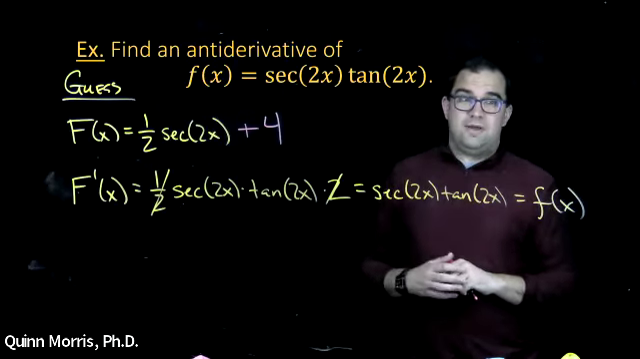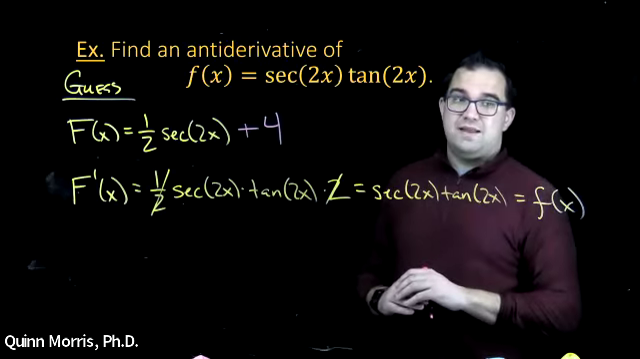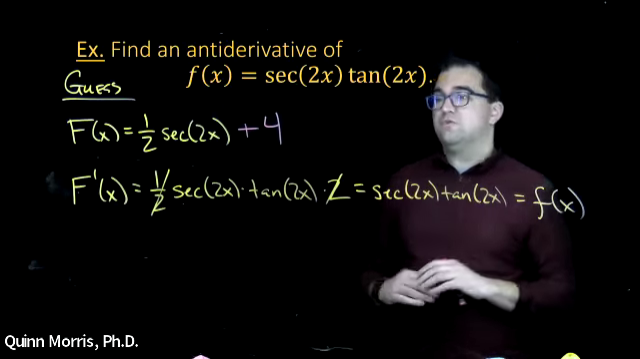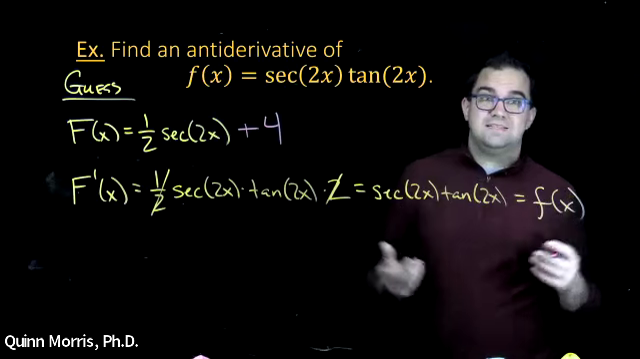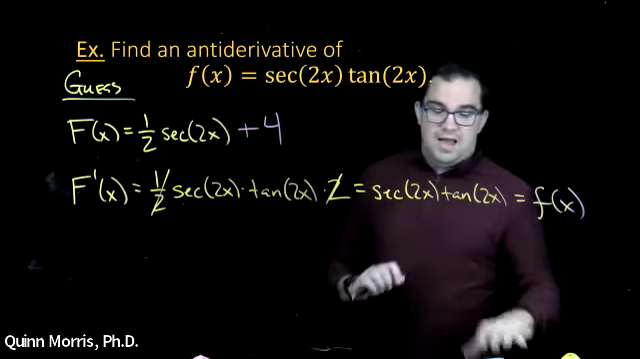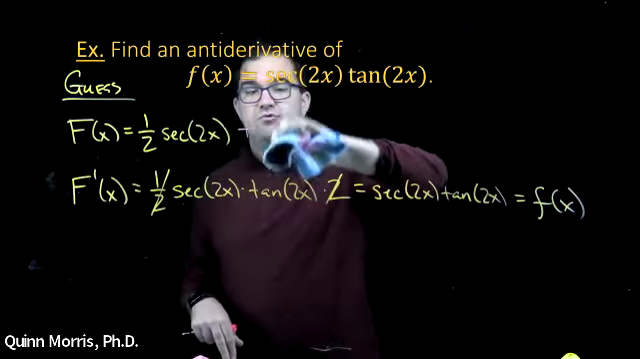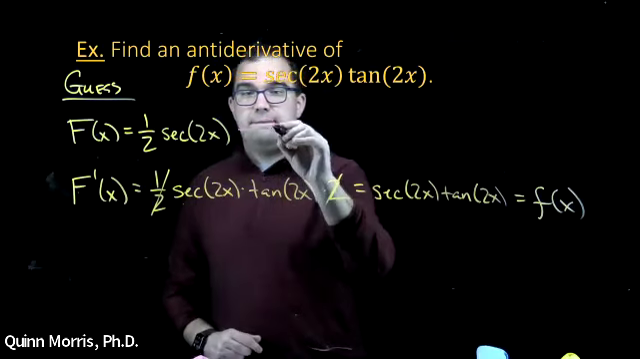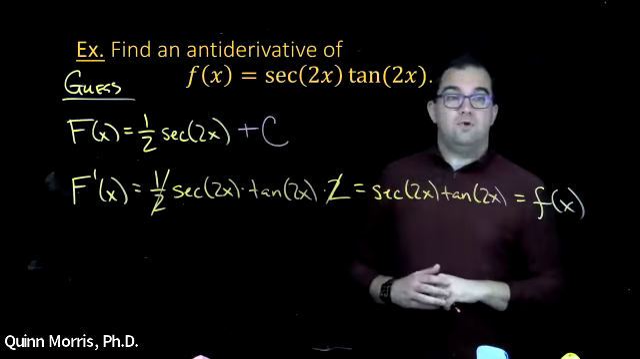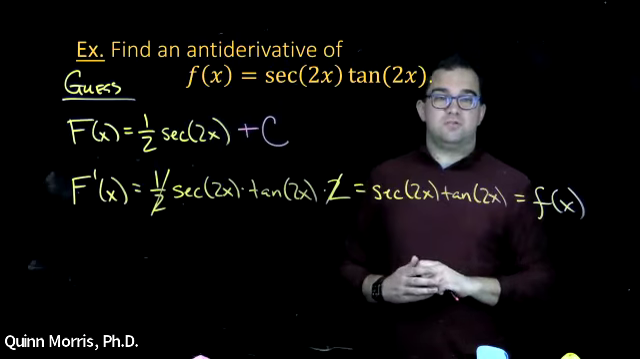And you might very well guess there's nothing special about 4. I could have added 5 or 17 or pi over 6. I could have subtracted 72, right? I could essentially have added any real number here, and I would have had an antiderivative for this function.